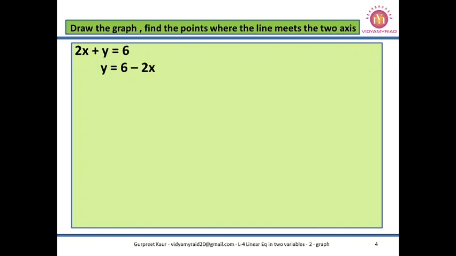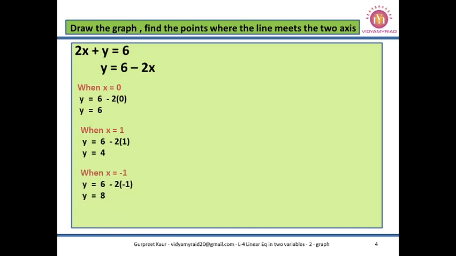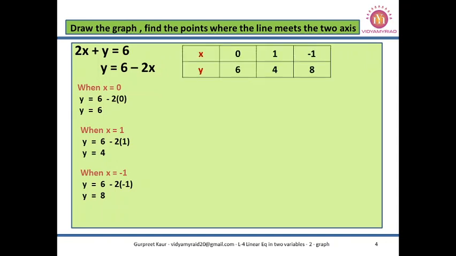Now again assume the values of x to find out the value of y. When your x is 0, your y is 6. When your x is 1, y is 4. And when your x is taken as minus 1, your y is 8. So your points are 0, 6; 1, 4; and minus 1, 8.